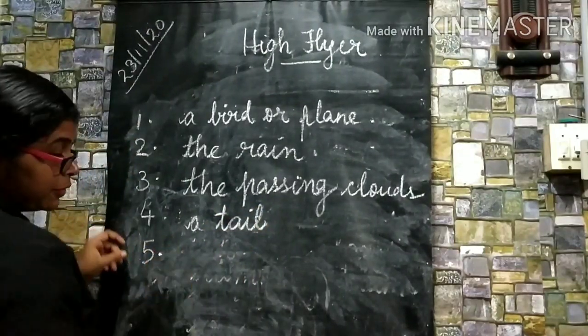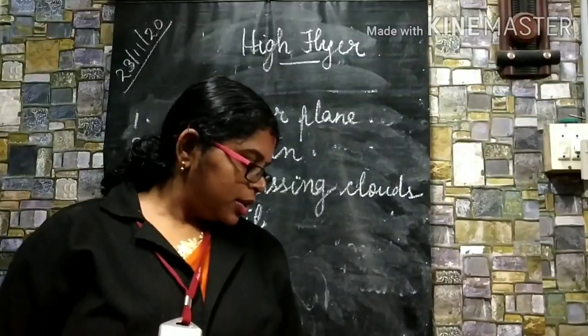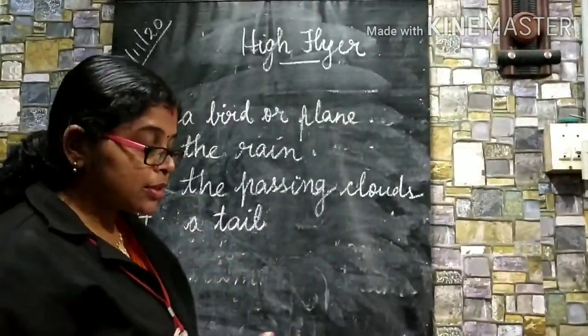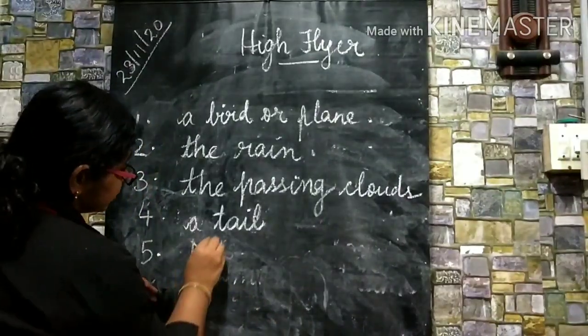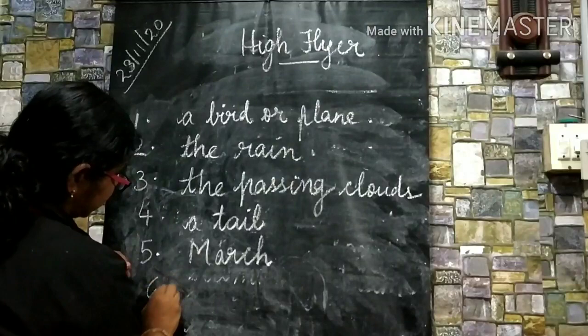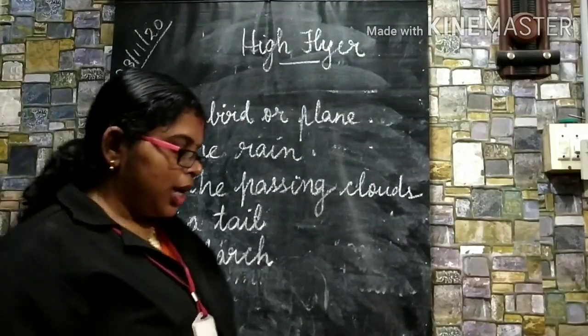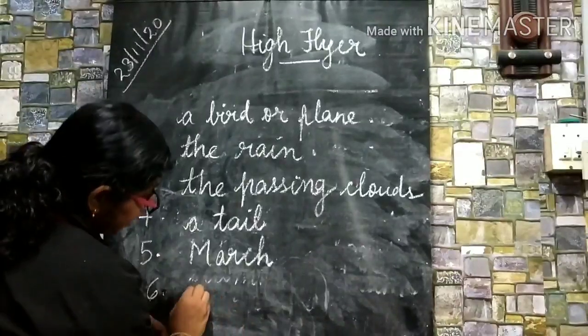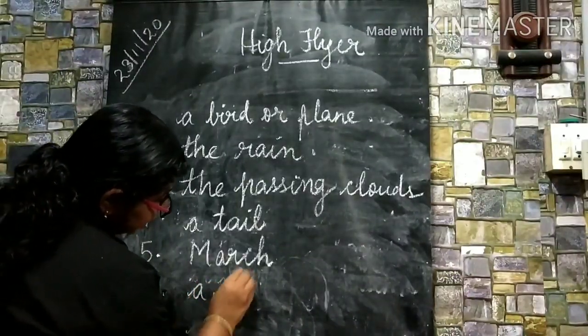Now next one, fifth one. It loves the windy month of, which month does it love? March. Right here, March. Sixth one. Its shape is like, which shape, children? A diamond. Diamond shape.